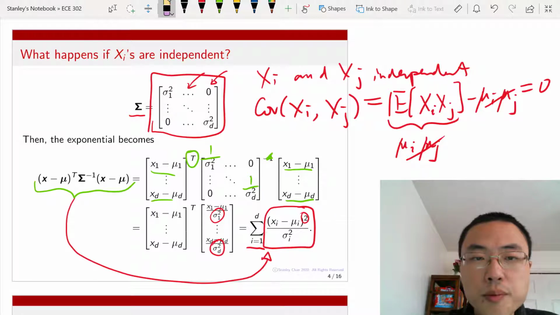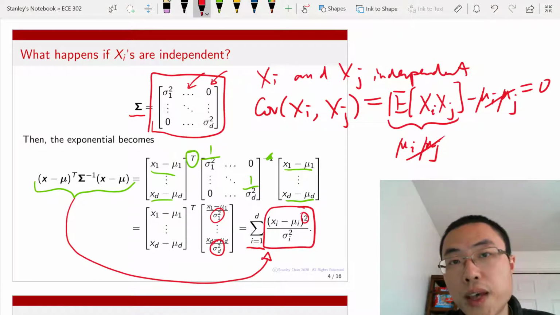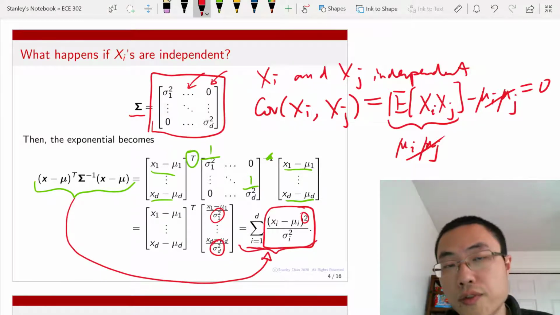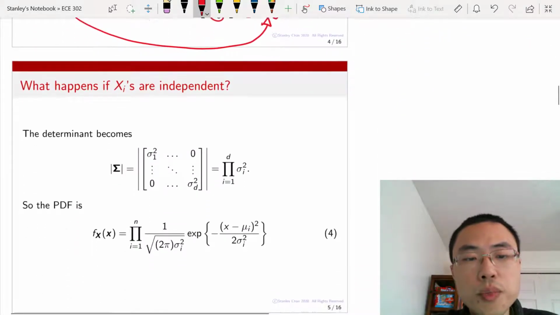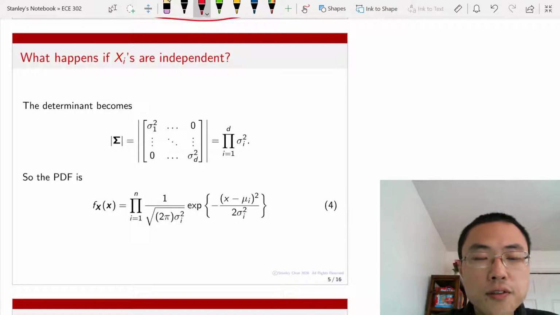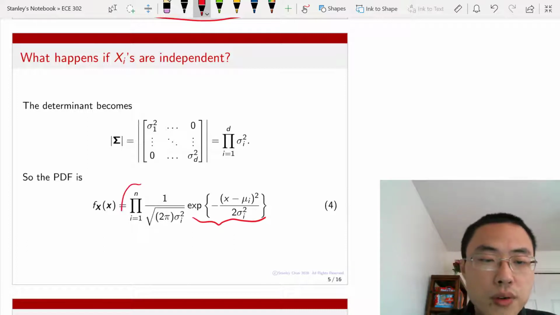So this is a nice thing about independence. Independence says that if all the random elements of the vector are independent, the quadratic term can just be written as the sum of the individual terms. So if you plug that in, you can show that the joint PDF of the Gaussian, when everyone is independent, you just have this exponential of this quadratic term, and then you have this power.